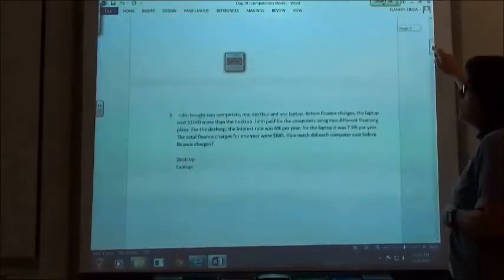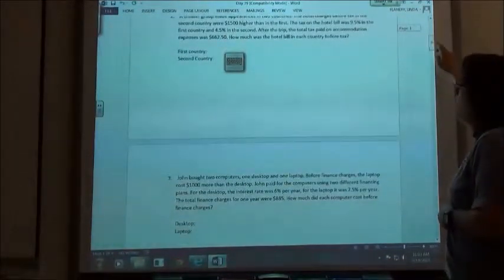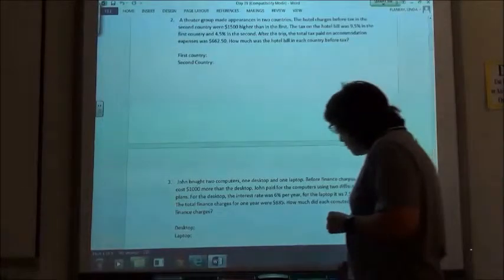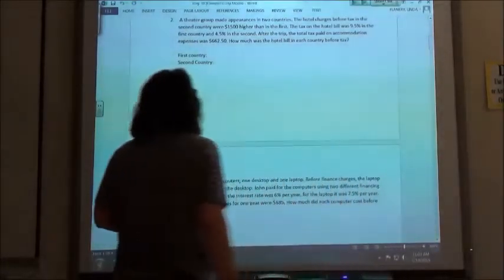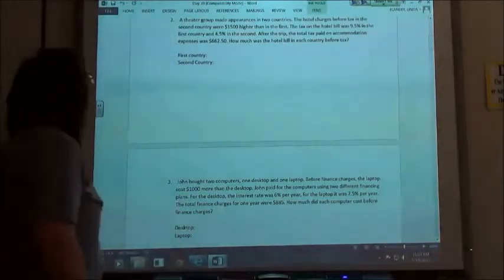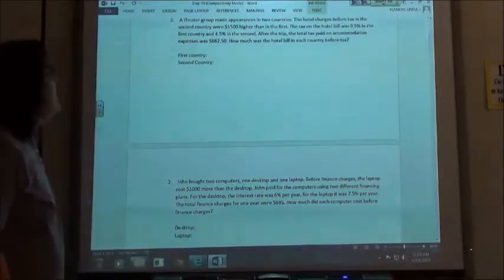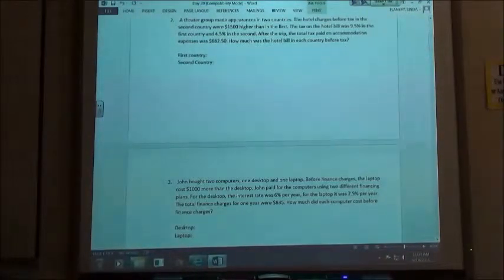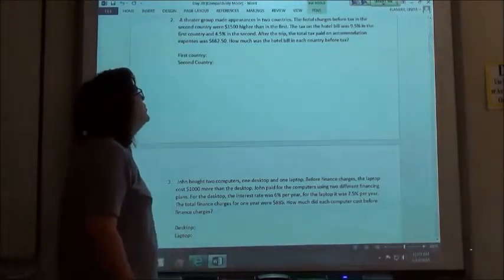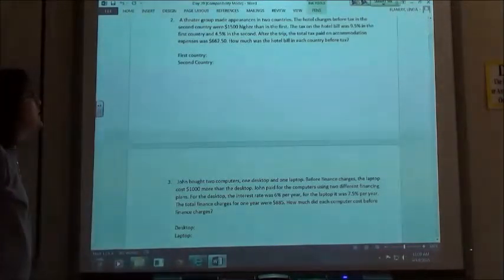Number 2, same kind of thing here. Theater group made appearances in 2 countries. The hotel charges before tax in the second country were $1,500 higher than in the first country. The tax on the hotel bill was 9.5% in the first and 4.5% in the second. After the trip, the total tax paid on accommodation expenses was $662.50. How much was the hotel bill in each country before tax?